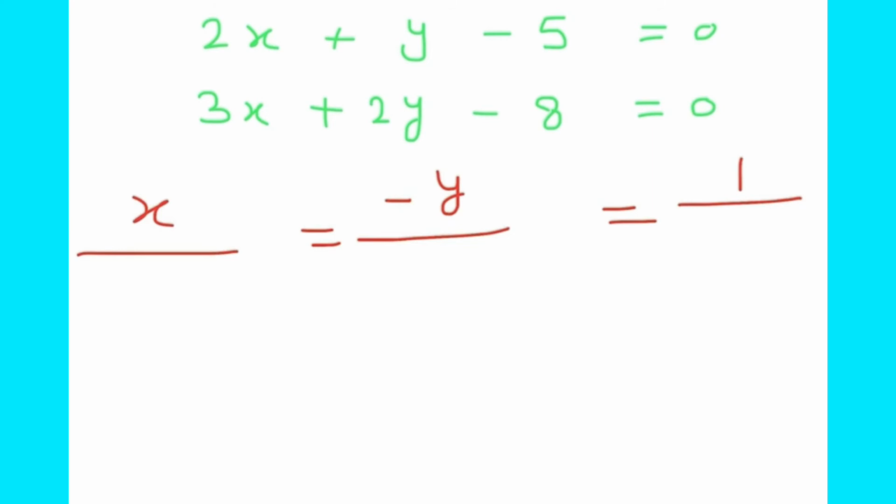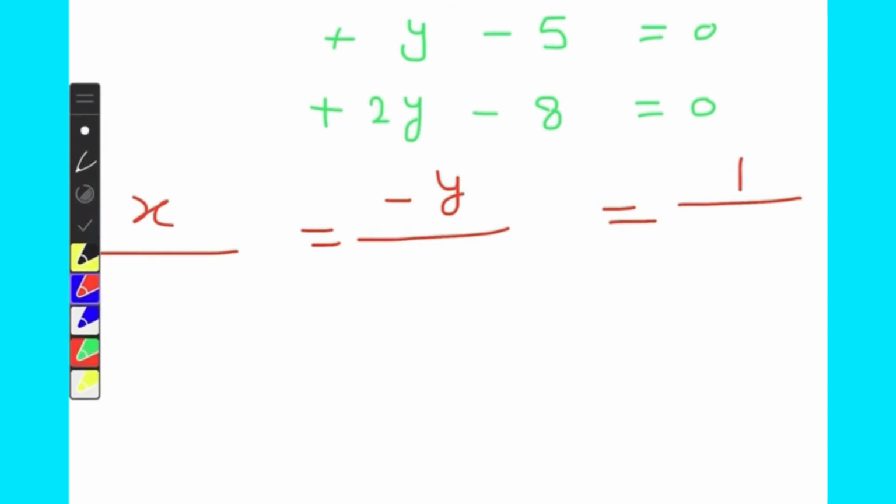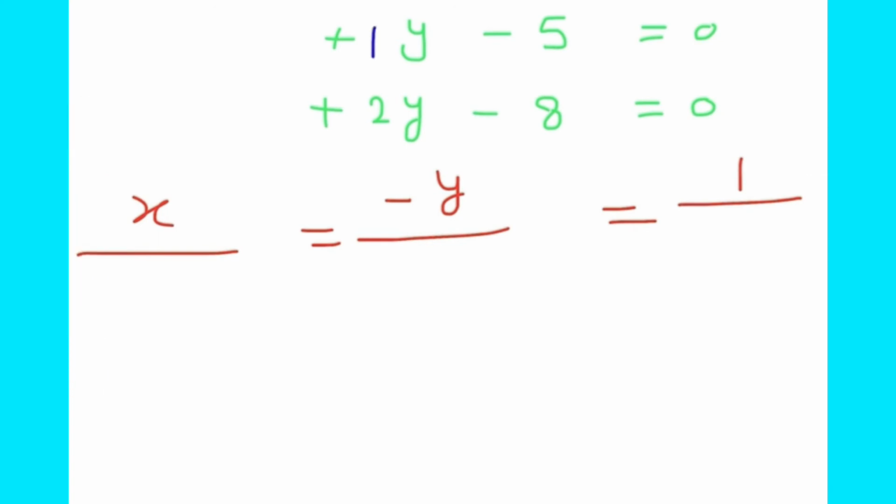So now for the value of x, you will hide the term of x in both equations. As you see, when you hide these two terms, then you will get 1y minus 5, and in equation number 2, 2y minus 8. So what to do?